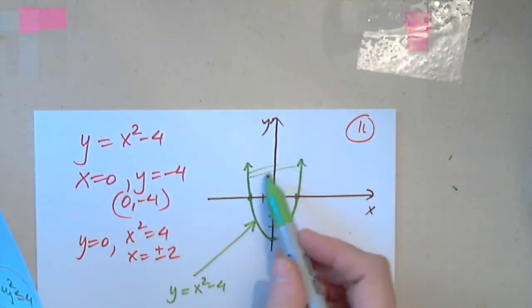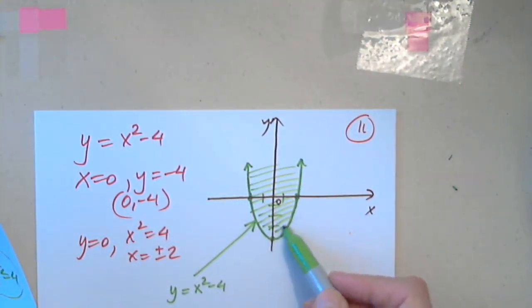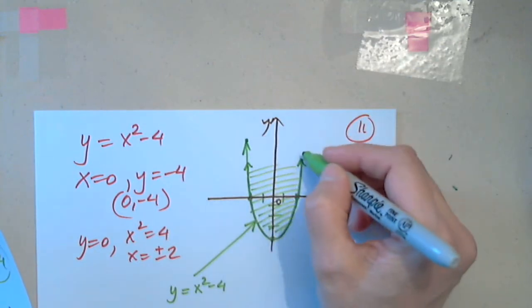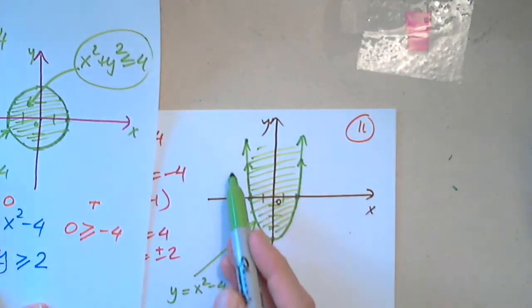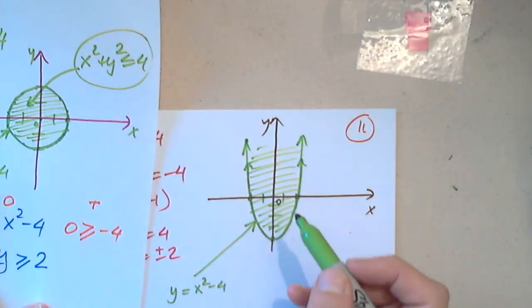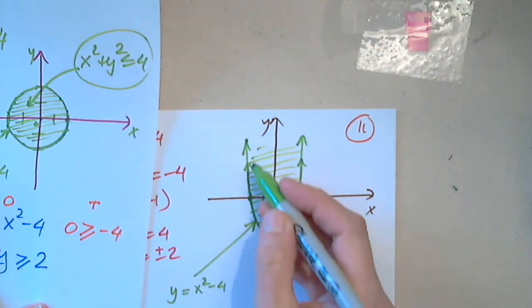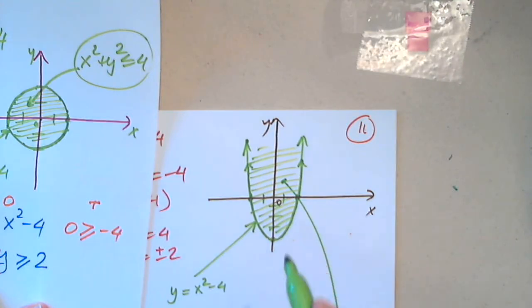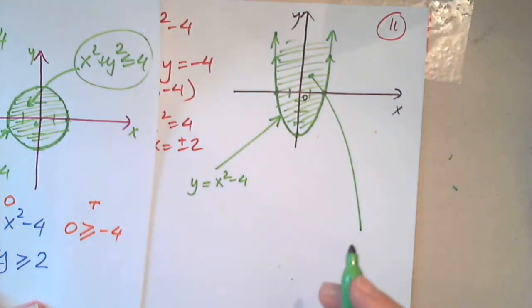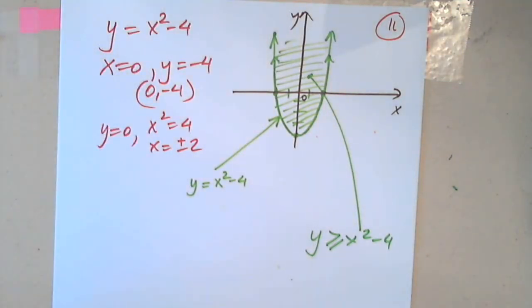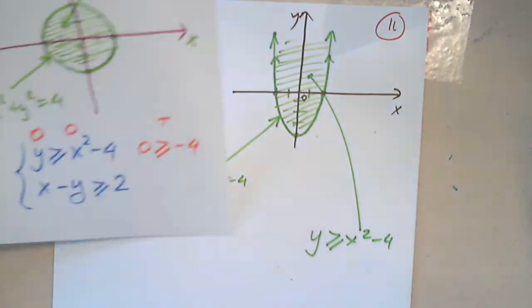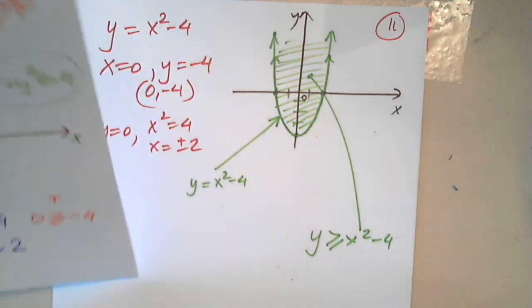Very good. I may need to extend. So the inside, not the curve, not the function. Everything, all points inside, including points on the function, represent the inequality y greater than or equal to x squared minus 4. I'm done with the first one, completely done with the first one, and now I have the second one.